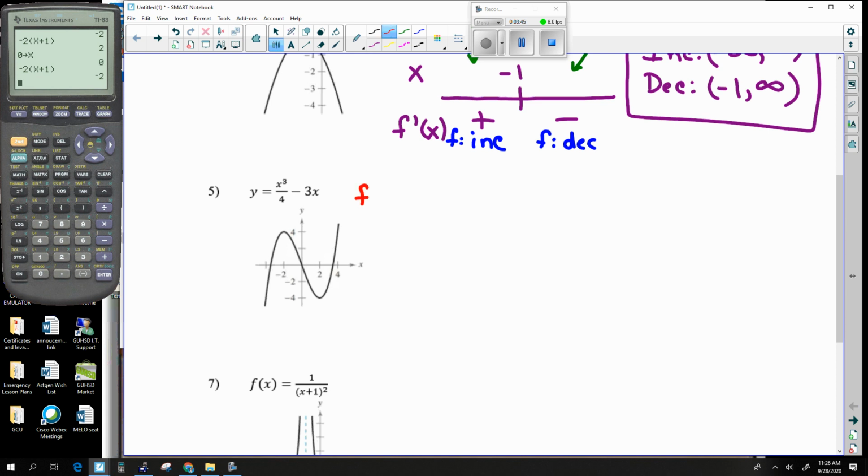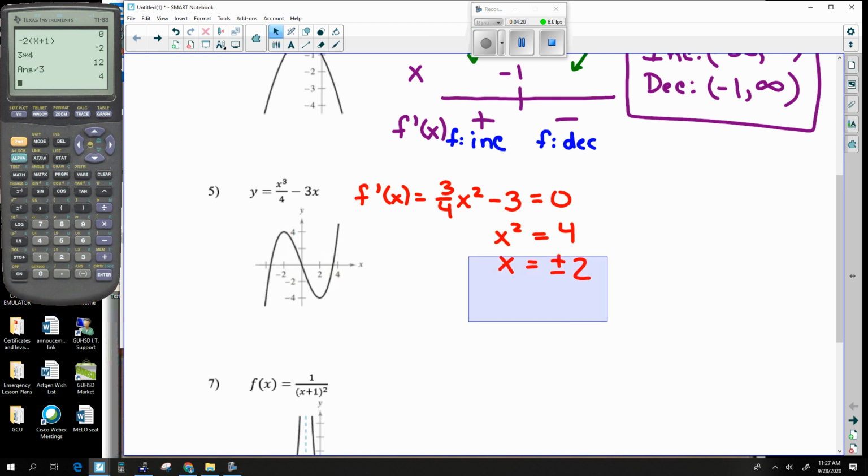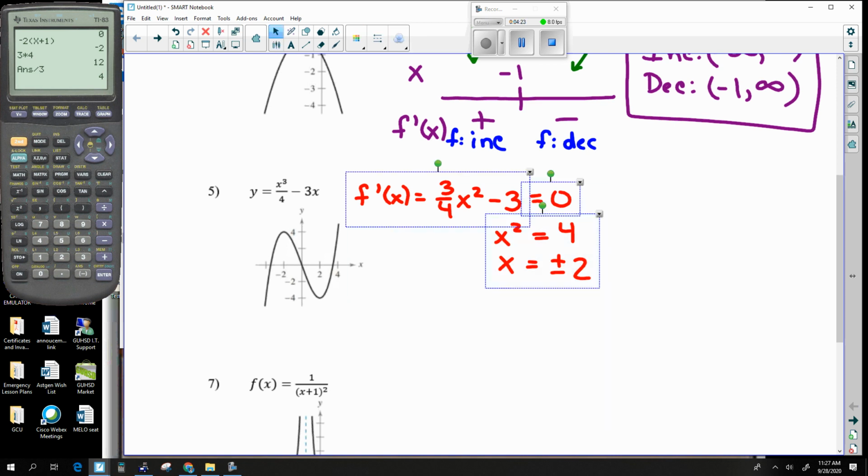Okay, let's do this again. For the derivative, we're looking for critical numbers. This is going to be 3/4 x squared minus 3. Where is this equal to 0? This would be +3 times 4 divided by 3, so 4 is equal to x squared. X is equal to plus and minus 2. I found my critical numbers.